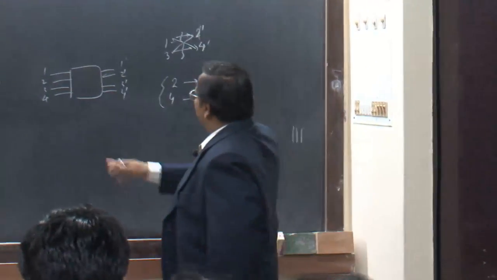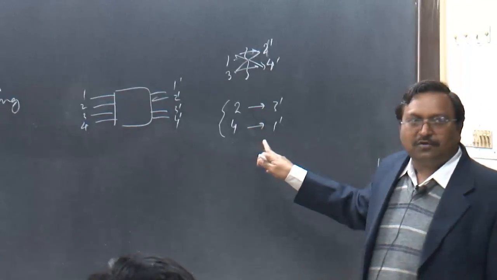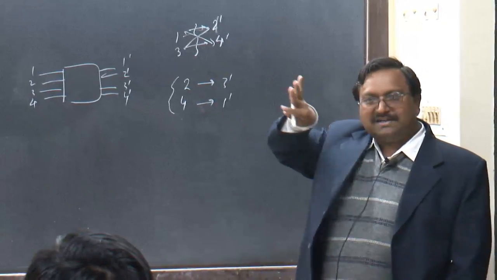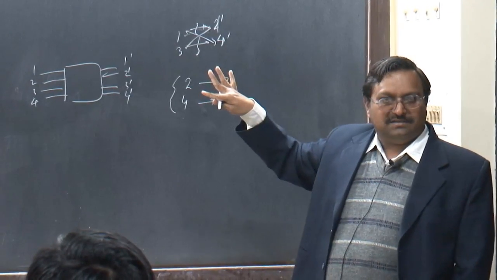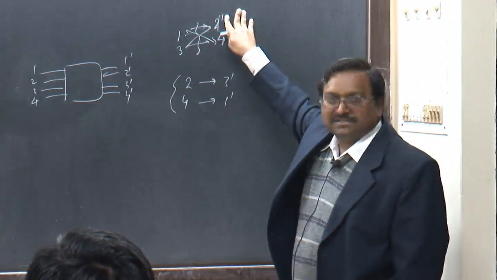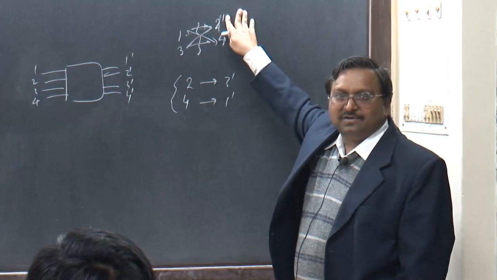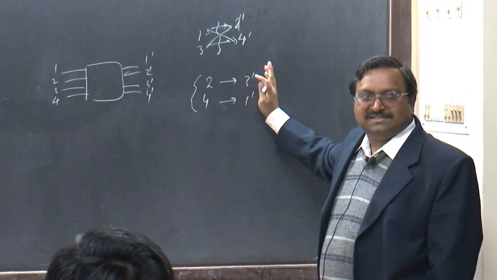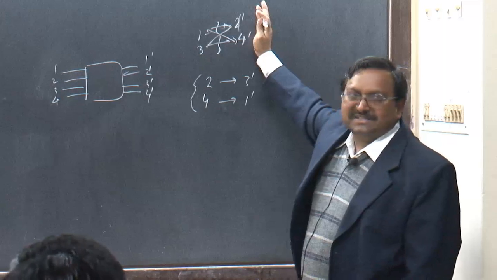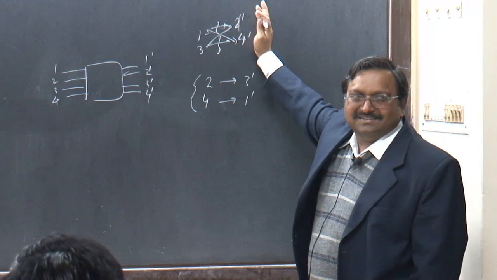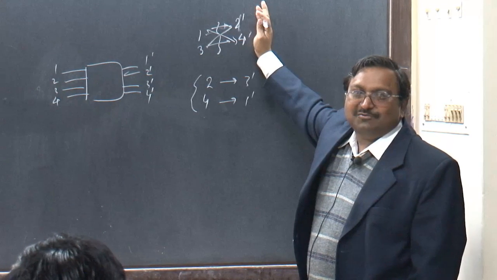But if I build an algorithm, and when I am setting up these paths I follow that algorithm to avoid certain states of the switch, then when this connection request comes in, because I am avoiding certain switch states, I will be able to set it up. That's wide-sense non-blocking. I have to follow an algorithm.